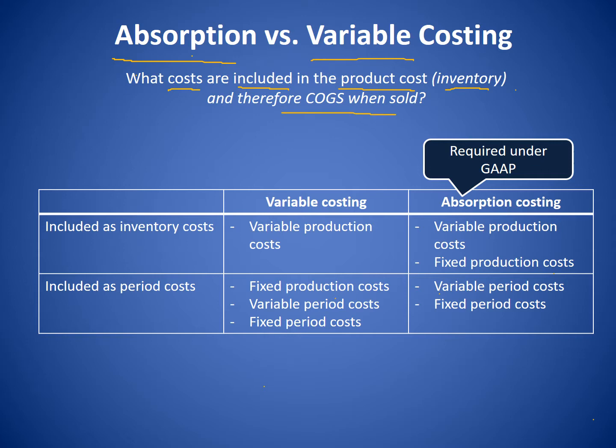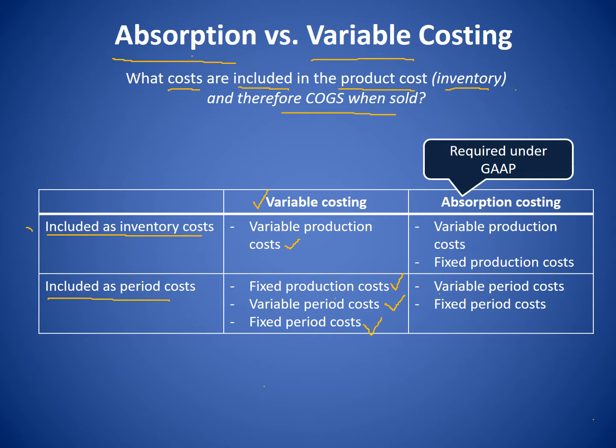So let's take a look at variable costing first, and let's consider what's included as inventory cost, part of the product cost. Under variable costing, the only thing that is included in inventory cost are variable production costs. All other costs associated with production in the company are considered period costs. So that includes any fixed production costs, any variable period cost, and any fixed period cost.